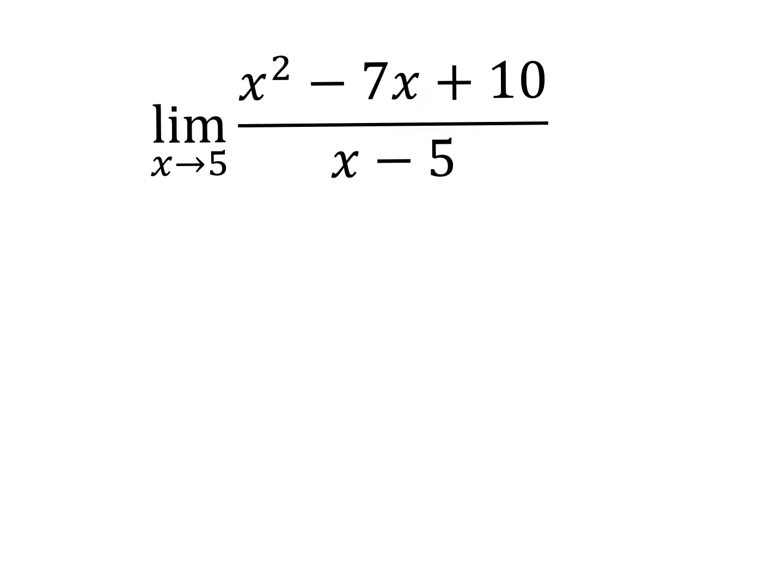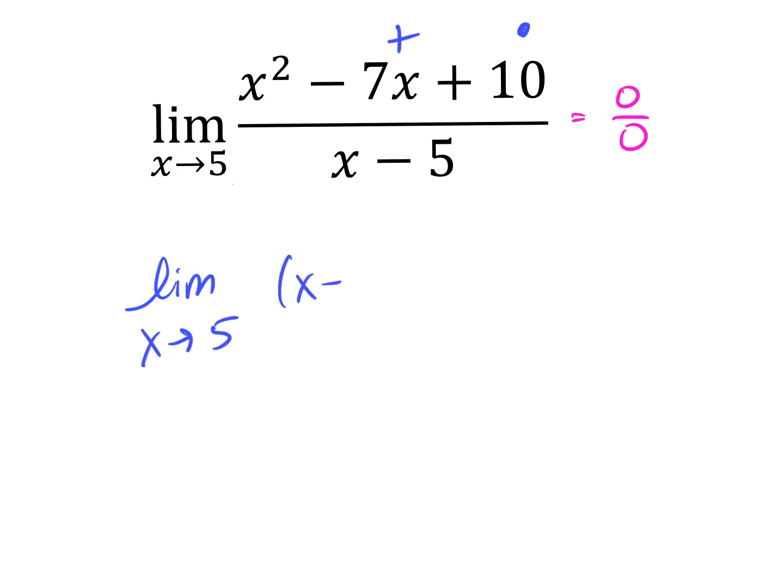What happens when I plug in a 5? 25 minus 35 plus 10. That's 0 over 0. Okay, we got to do something. They don't all have an x in common this time. What can I do? I made you practice this. I need to multiply to be 10 and add to be negative 7. Multiply to be 10. Add to be negative 7.